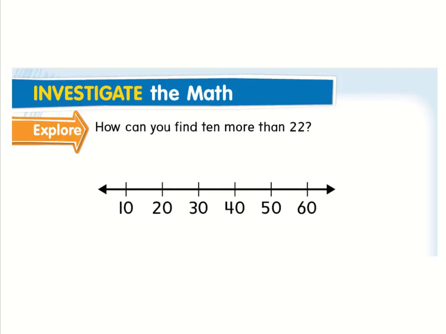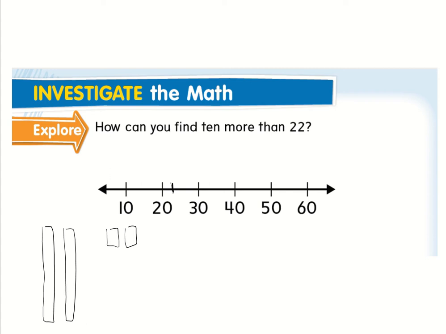Now, how can you find 10 more than the number 22? So the first thing I want you guys to think about is building the number 22 with your blocks. So I'm going to build the number 22. There we go. So 2 tens and 2 ones makes up the number 22. On the number line, it'd be about right here. That's what I'm guessing anyway.